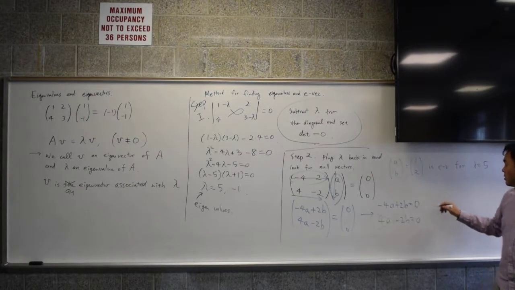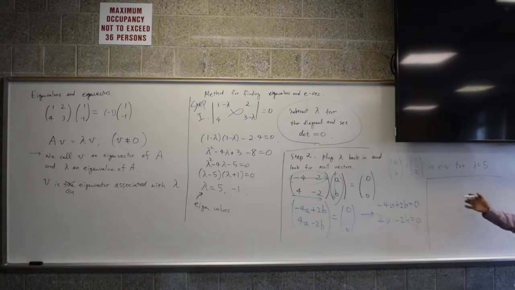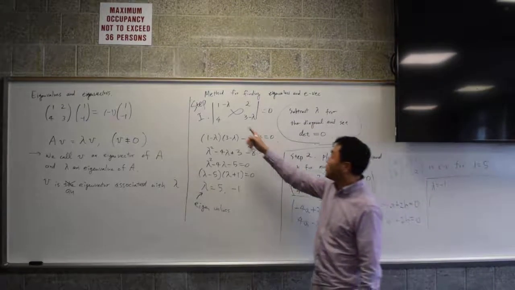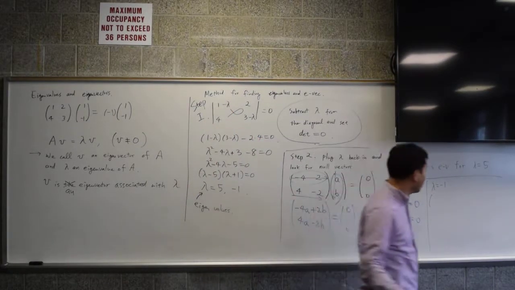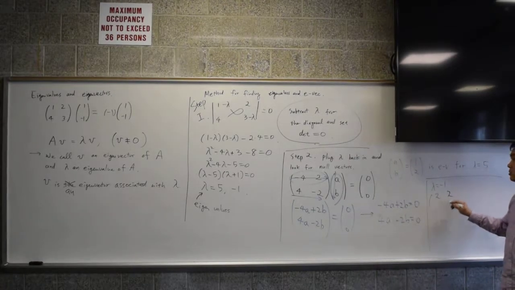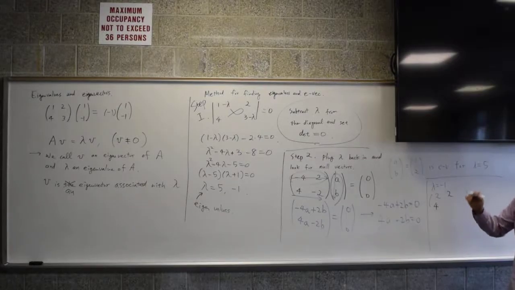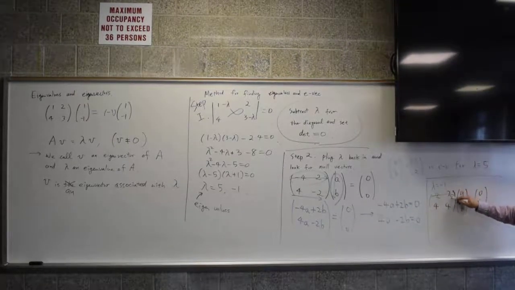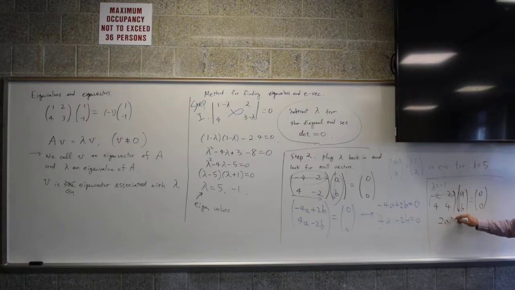Now you have to do it for both. For lambda equal to -1, what do you get? You have to plug in -1 back in there. So if I have 1 minus -1, that's 2, then 2, 4, and 3 minus -1 is 4, times A, B equal to 0, 0. You only do the top across and down, so you get 2A plus 2B equals 0.